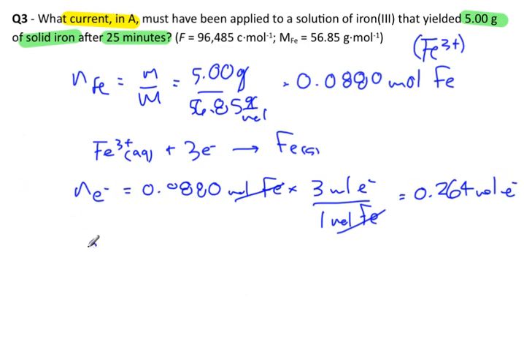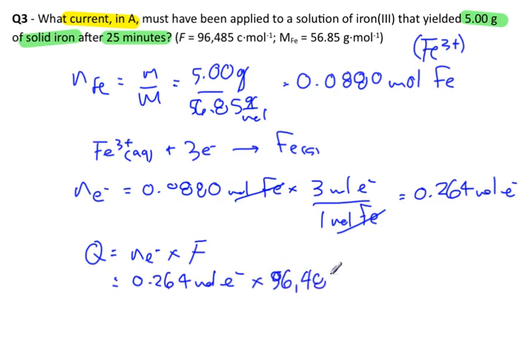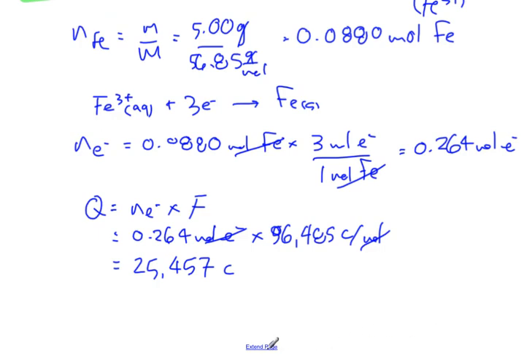So there's moles of electrons. Now we can calculate Q. So Q is the total charge, and that equals the number of moles of electrons multiplied by the Faraday constant. That's 0.264 moles of electrons times, there's the Faraday constant up top, 96,485 coulombs per mole. Moles divide out, and you're left with a total charge of 25,457 coulombs. Okay, so we're almost there.